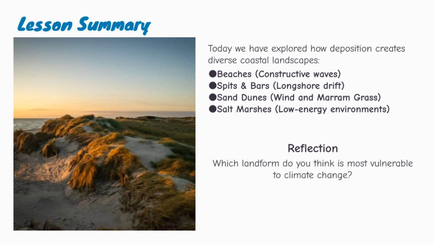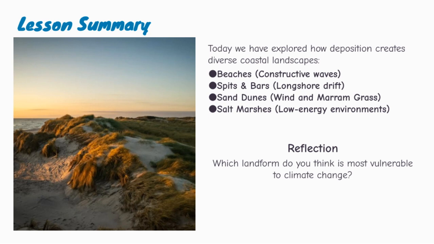Sand dunes form when wind blows dry sand inland and pioneer species, such as marram grass, trap and stabilize it. Salt marshes form in sheltered, low-energy environments where mud and silt are deposited and colonized by salt-tolerant plants.